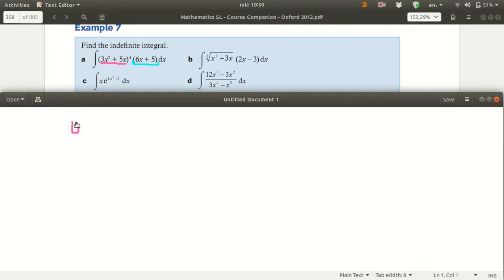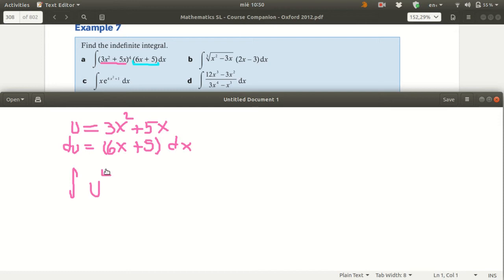So we have u equals 3x squared plus 5x. That means the differential of u, or the derivative of u, du, is going to be (6x plus 5) dx. And we're going to replace this expression back into the integral. So it's going to look like this: 3x squared plus 5x is what I called u, and this is being raised to the power of 4. And then (6x plus 5) dx is what I'm calling du from the substitution.